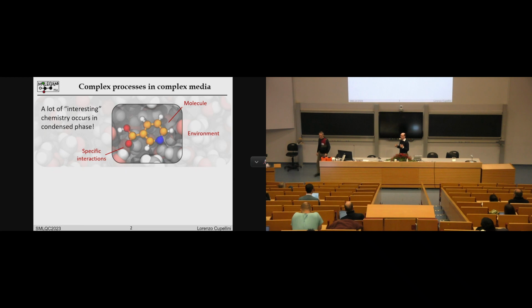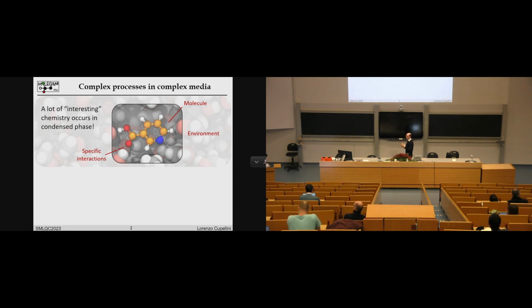And this electronic excitation will occur in complex environments. So why do we need to talk about complex environments? Because a lot of chemistry actually occurs in some kind of condensed phase, which could be a solution, could be a protein complex, could be any kind of material. And when you are in condensed phase, you have a molecule, let's say, surrounded by an environment.